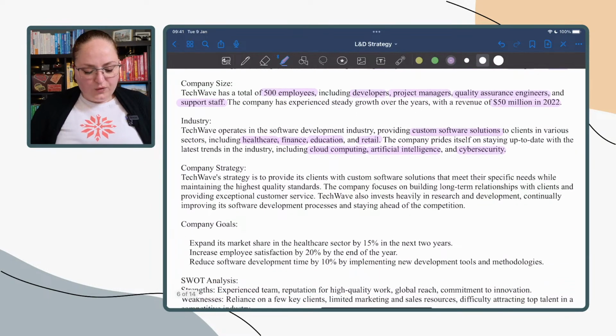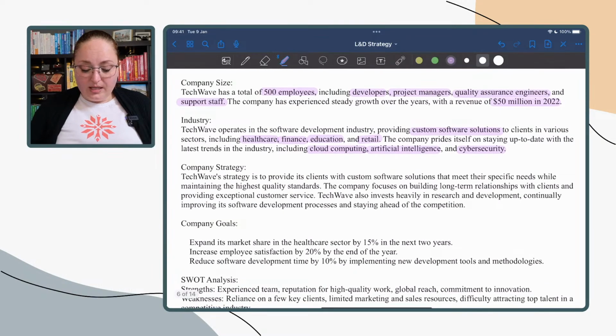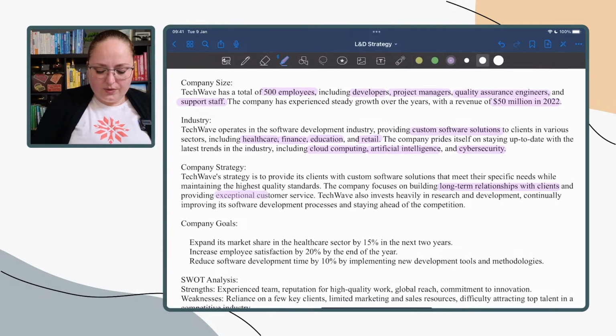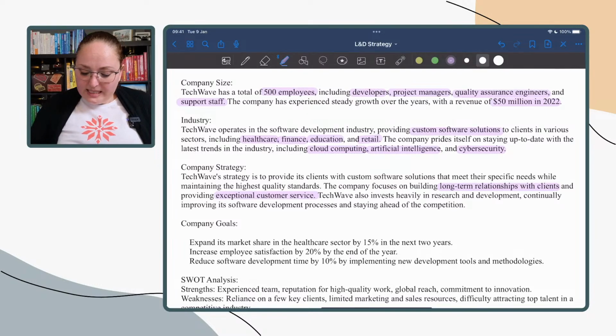Company strategy is to provide its clients with custom software solutions that meet their specific needs while maintaining the highest quality standards. This is vague, but I mean, most companies want to do that. The company focuses on building long-term relationships with clients. Okay, there we go. We already know one value: long-term relationships with clients, providing exceptional customer service. Good. Techwave also invests heavily in research and development. This is important. Continually improving its software development process and staying ahead of the competition.